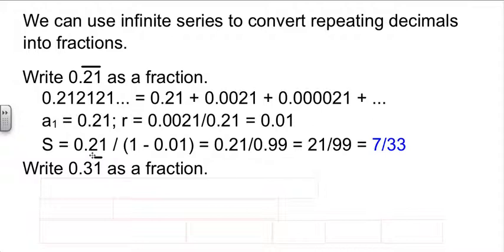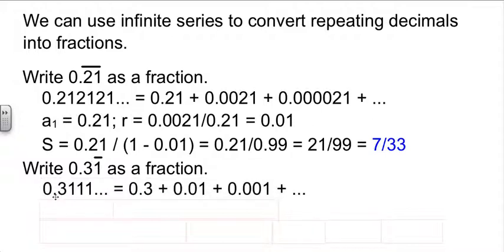We're going to do one more here, and this one is really tricky to a lot of people because they don't pay attention to the details. This number 0.31 repeating, the repeating is only applied to the 1. So we're talking about 0.311111111. Okay, not 313131. Well, this is 0.3 plus 0.01 plus 0.001 plus the next one will be 3 zeros and a 1 and so forth.